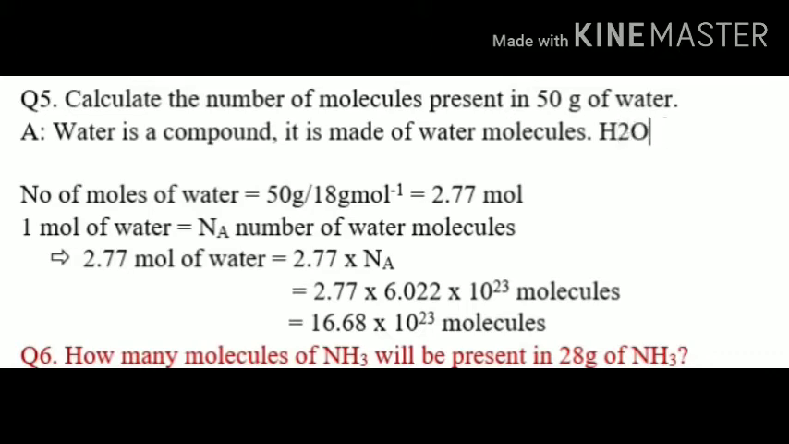So why 18? H2O. So 2 hydrogen and 1 oxygen. That is why 2 plus 16 equals 18. So 2.77 moles. So first what we have done is we have calculated the number of moles.